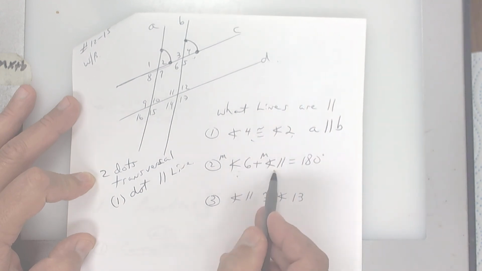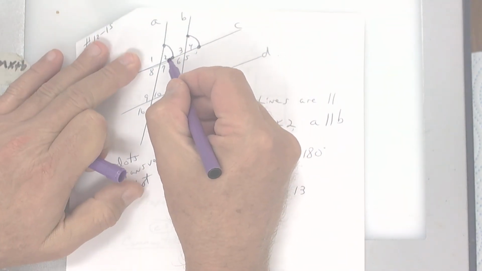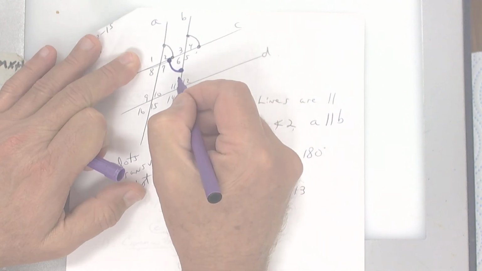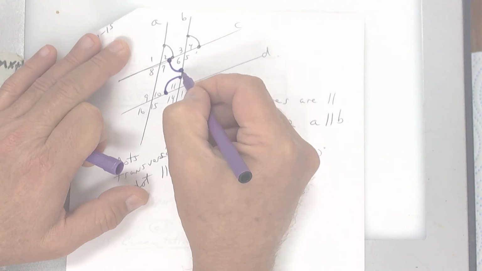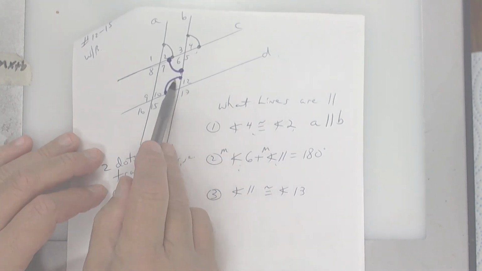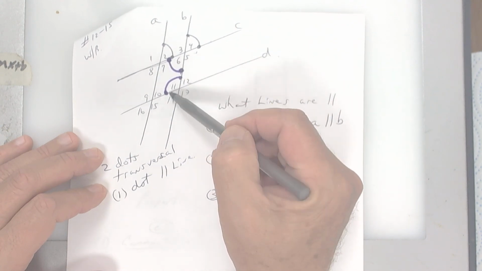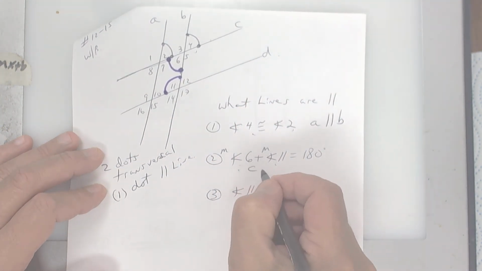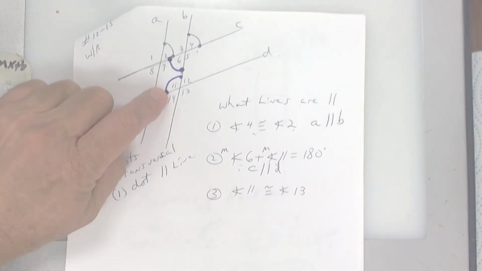Watch another one. 6 and 11. So let me use a marker for this. So look at 6, put a dot, and look at 11. Okay, this one's got 2 dots, so that's your transversal. Now, since these are called same side interior, it makes these 2 lines with 1 dot parallel. So it makes C parallel to D. Okay, make sure you know that. And I want to see some dots on your papers.